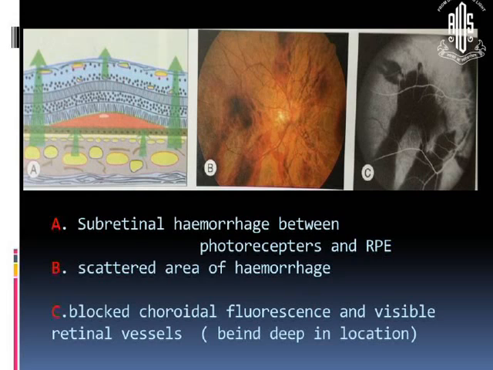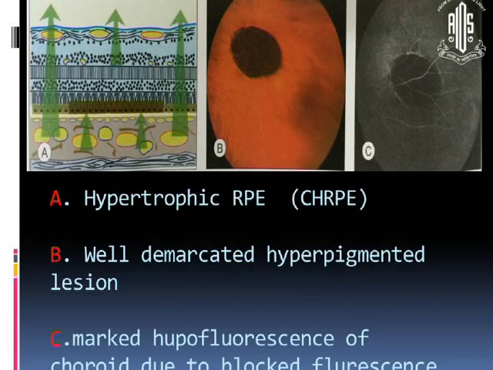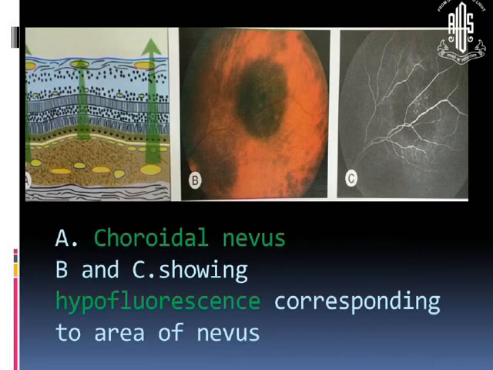The anatomical layout in picture A is a subretinal hemorrhage between the photoreceptors and the RPE. What we see ophthalmoscopically is a scattered area of hemorrhage, but angiography would show blocked choroidal fluorescence and visible retinal vessels, being deep in location. So here the anatomical layout of the vasculature is going to help us. A shows a hypertrophic RPE, well demarcated hyperpigmented area, and marked hypofluorescence of the choroid due to blocked fluorescence.